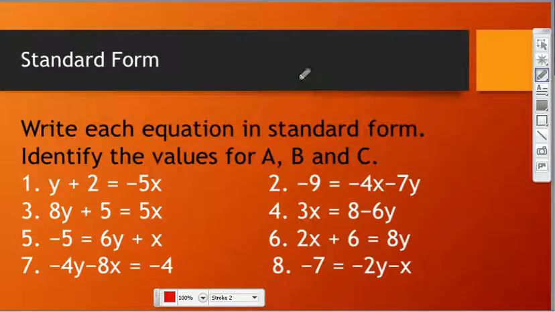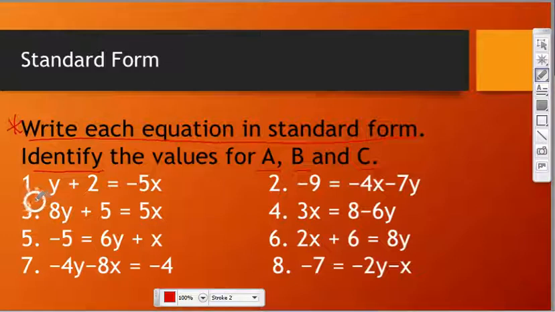So we are going to spend the rest of our lesson taking a linear equation and writing it in standard form. We're going to be manipulating the equation so that it's in standard form, and then we are going to identify the values for A, B, and C. This is what you're going to need to be able to do for your quiz. We're going to do a bunch of these together, and then you will have 3 that you need to do on your own for your quiz for this lesson.